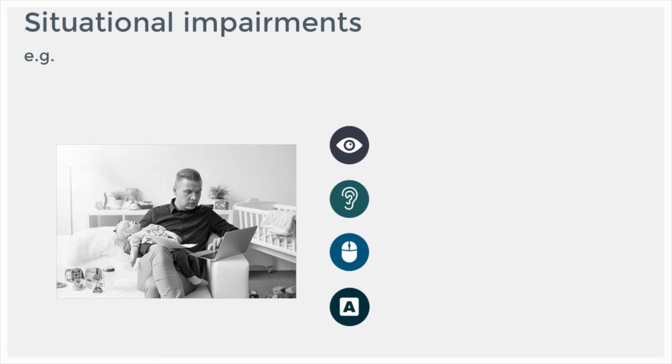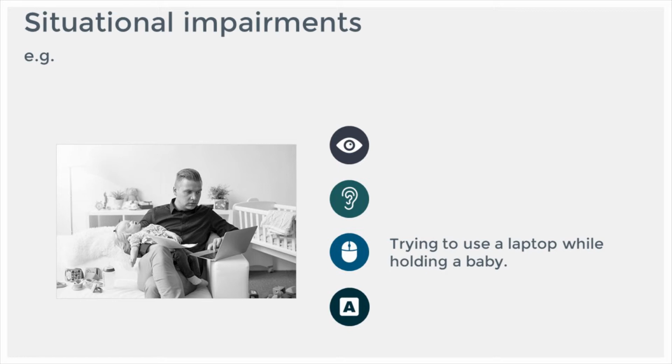These are also known as environmental impairments, and just like temporary impairments, can affect any one of us at any time. Again, the picture in this slide shows an example of a learner experiencing a motor impairment. This time the impairment is not due to an injury, but simply because the man is holding a sleeping toddler in one arm while using a laptop with his other. Now pause the video and try and think of some more examples of situational impairments before we move on.